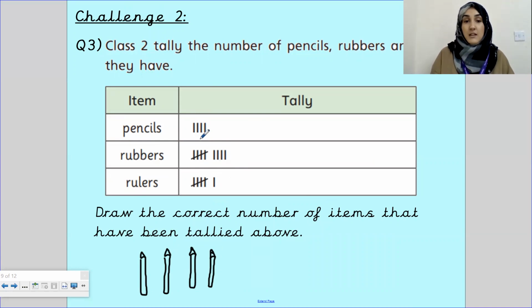Now, remember, when there is a line like this, that means there are how many? 5. Well done. That means there are 5 there.